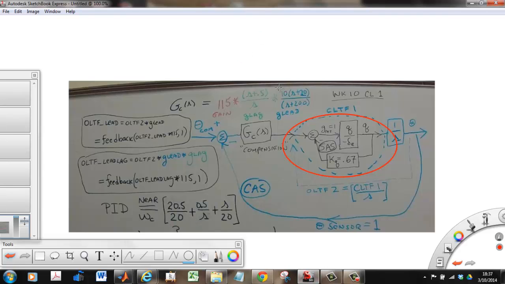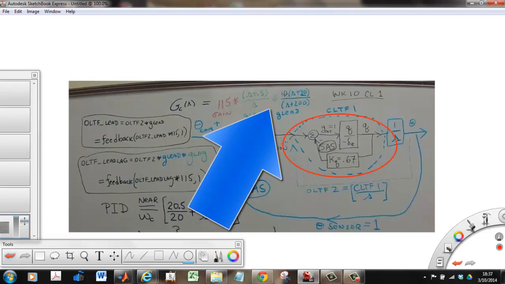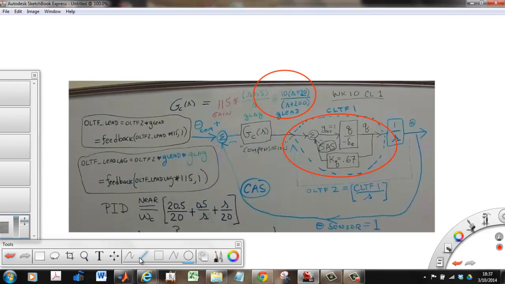Over here, if I were to look at this denominator right here for this transfer function, I can see that when omega is equal to 20, the 200 will dominate.